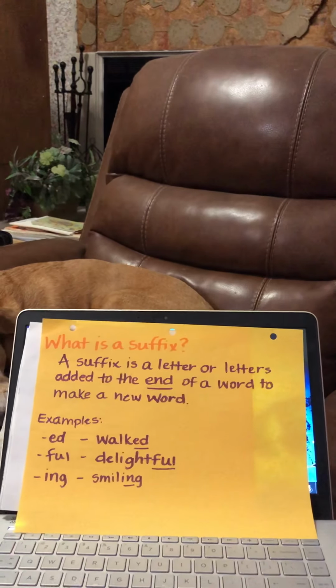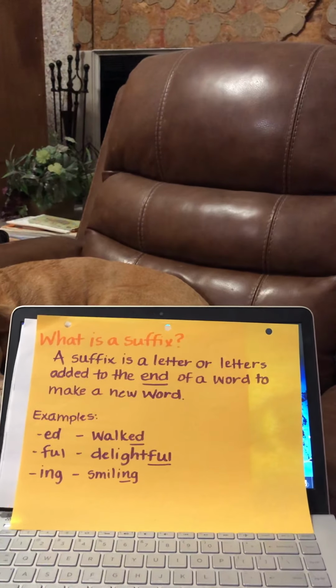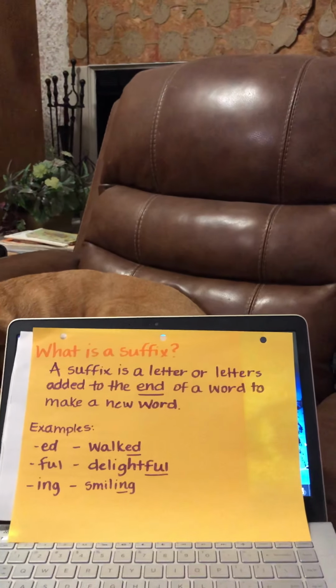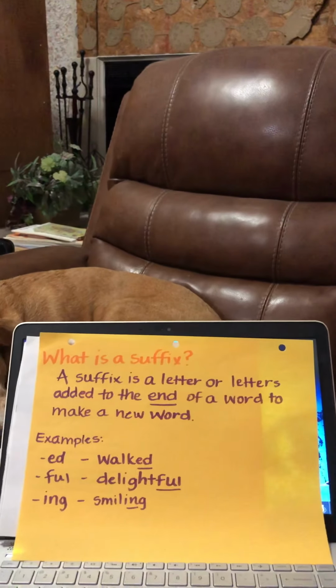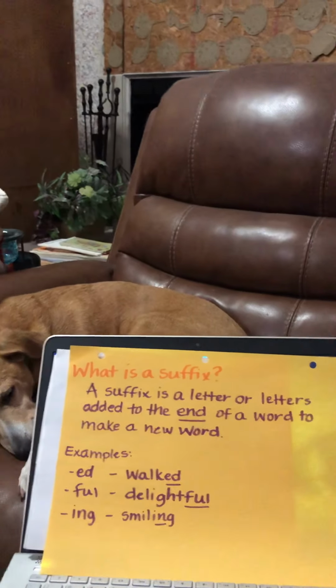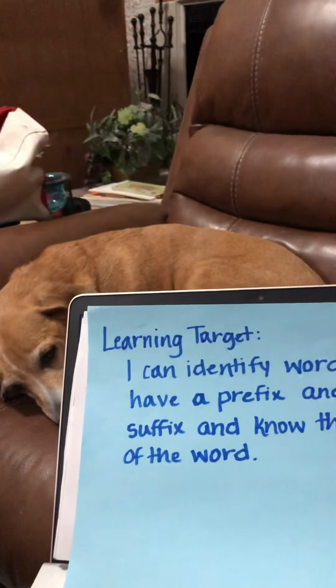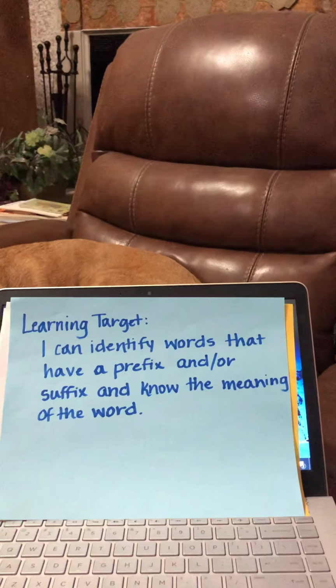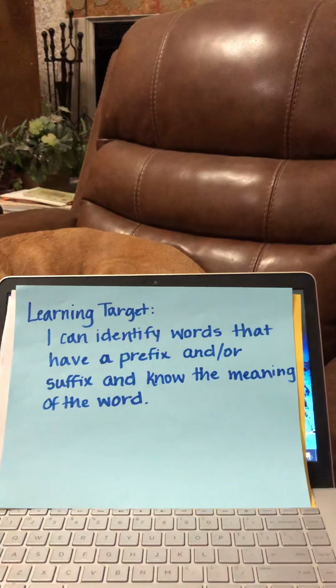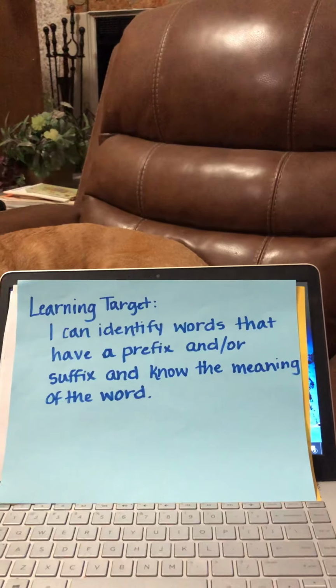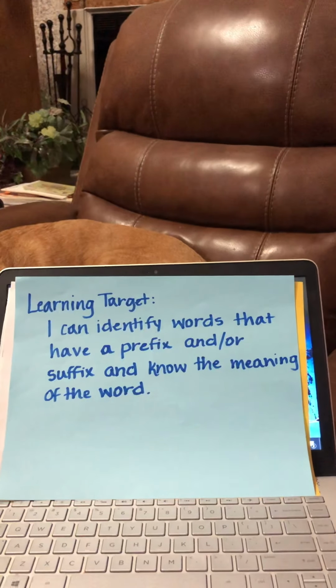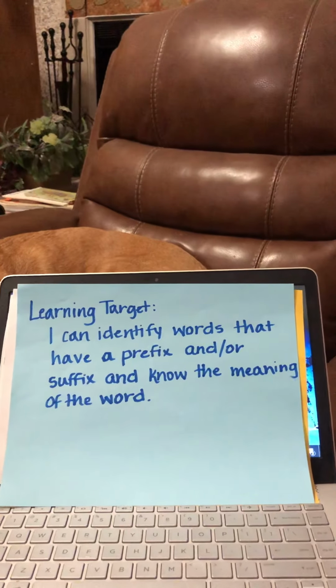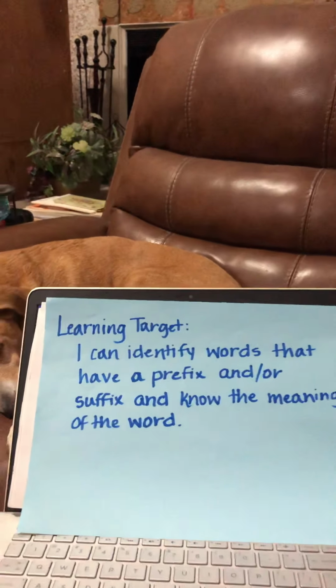Before I start reading chapter 2 in our book today, let's take a look at the learning target for today's lesson. The learning target says, I can identify words that have a prefix and or a suffix and know the meaning of the word.